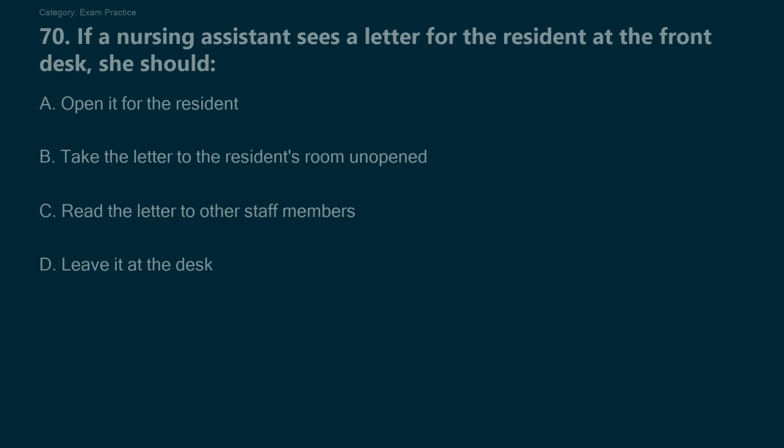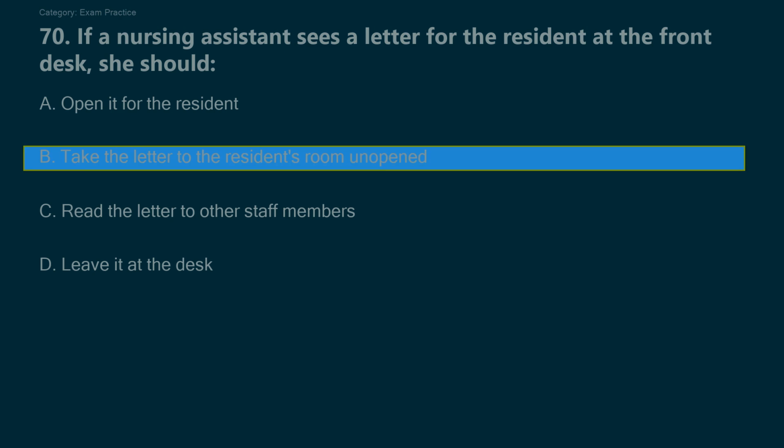Question 70. If a nursing assistant sees a letter for the resident at the front desk, she should, option A, open it for the resident. Option B, take the letter to the resident's room unopened. Option C, read the letter to other staff members. Option D, leave it at the desk. The correct answer is option B, take the letter to the resident's room unopened.